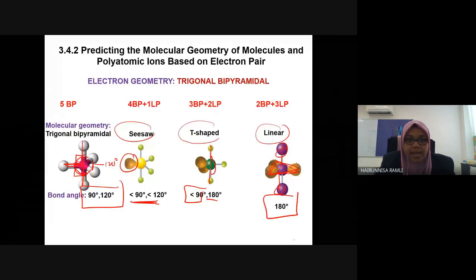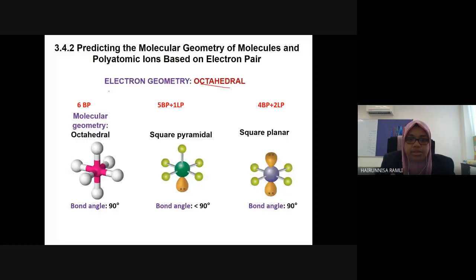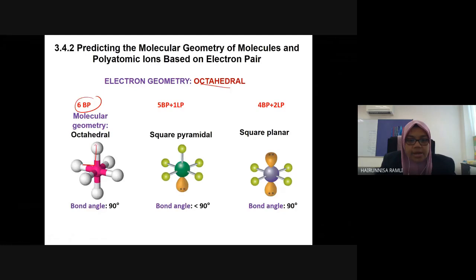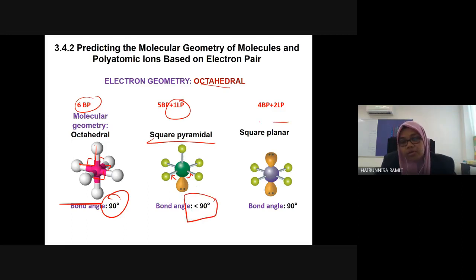While for octahedral, okay, kita cuma ada dua je molecular geometry extra daripada yang asal. Where yang ni, ni semua 90 lah. Okay, 90, semua 90. So 90. As you have one lone pair, square pyramidal, so dia akan repel. So repel of course bond angle is less than 90. But for square planar, sebabkan kita ambil satu atas satu bawah, dia repel with each other, end up so this angle will remain as 90 degree. Okay, boleh clear?